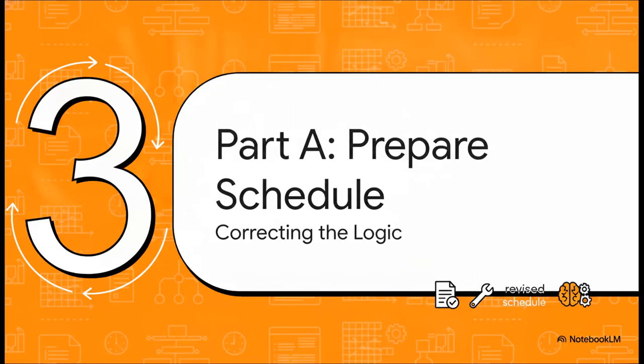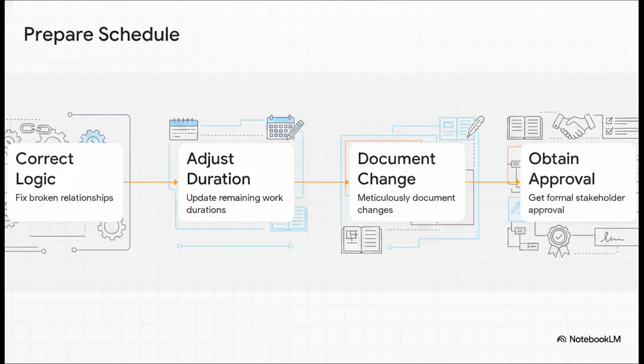Section 3. Part A. Prepare revised schedule. This is where we correct the logic. So these are non-technical, yet absolutely crucial first steps. First up, you have to correct the logic. If you had out-of-sequence progress, you need to fix those broken relationships so your logic network actually flows properly again. Second, adjust your durations. You've got to look at the uncompleted work and update the remaining durations based on the reality on the ground today, not what someone estimated a year ago.